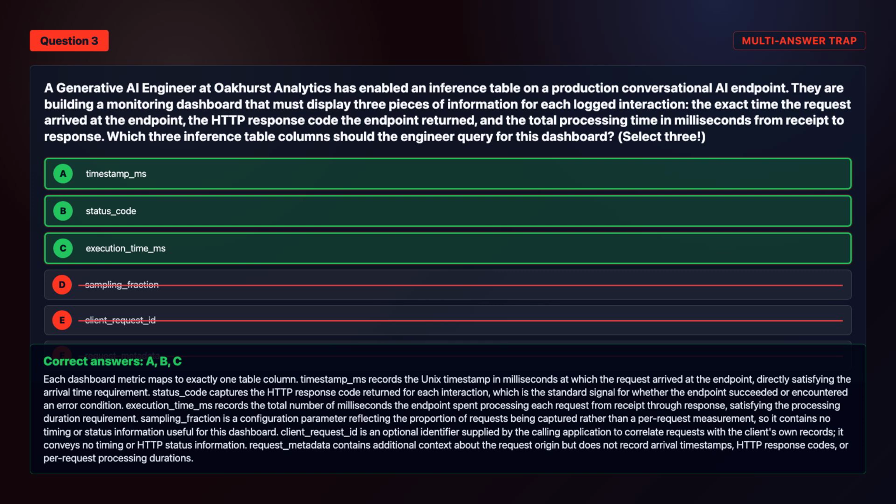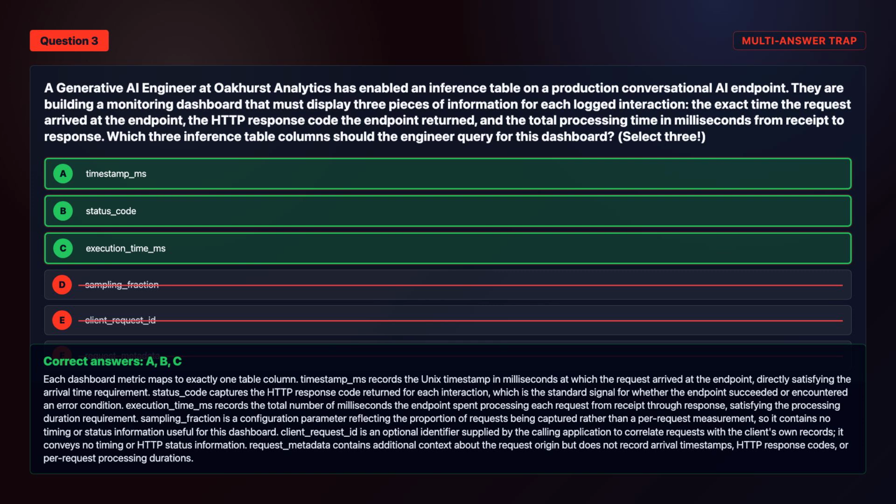Execution_time_ms records the total number of milliseconds the endpoint spent processing each request from receipt through response, satisfying the processing duration requirement. Sampling_fraction is a configuration parameter reflecting the proportion of requests being captured rather than a per-request measurement, so it contains no timing or status information useful for this dashboard.